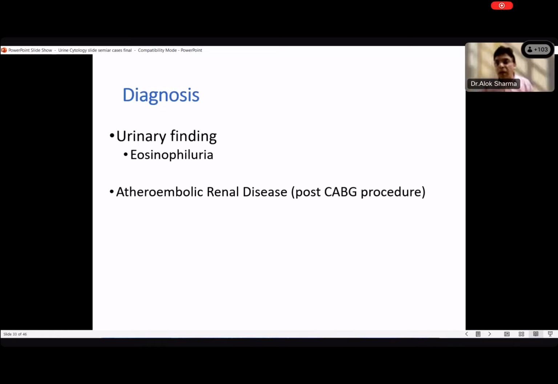And these are called atheroemboli. These are emboli which have been dislodged from their original place by the CABG procedure and have accumulated at various places and cause a lot of symptoms. So kidney is one place where there is a propensity for these atheroemboli to get lodged, and because they elicit an allergic kind of reaction, that is why you get eosinophils in the urine.